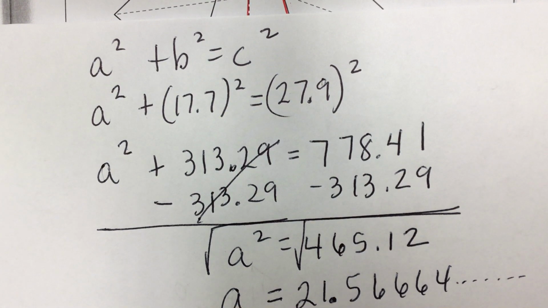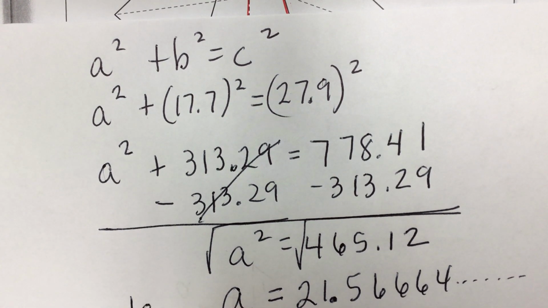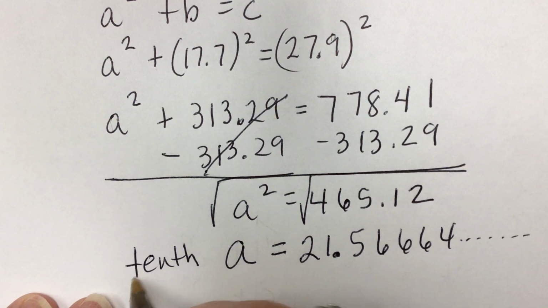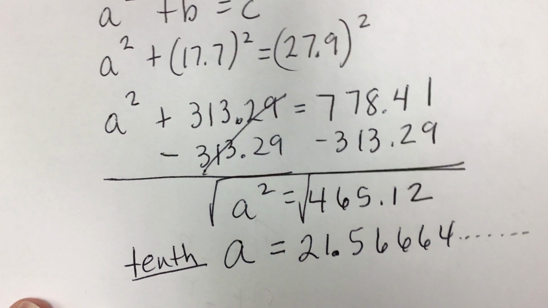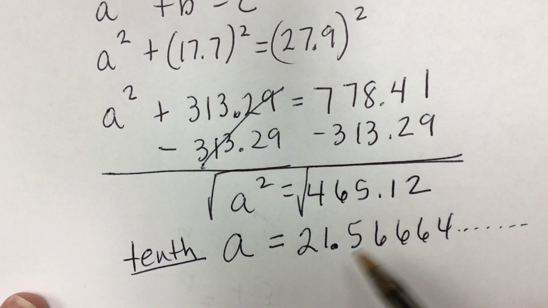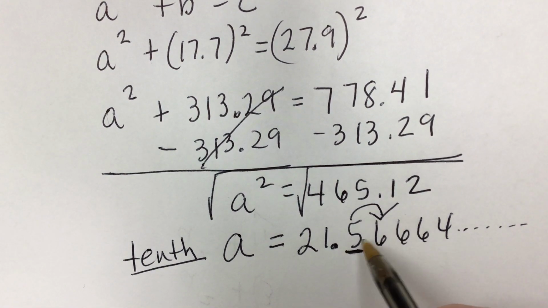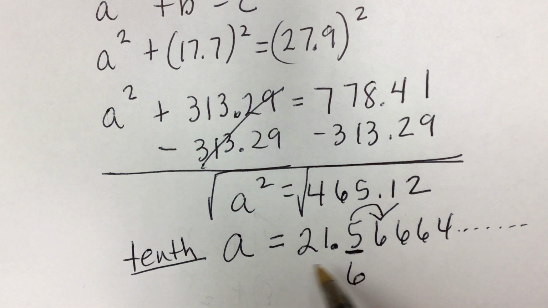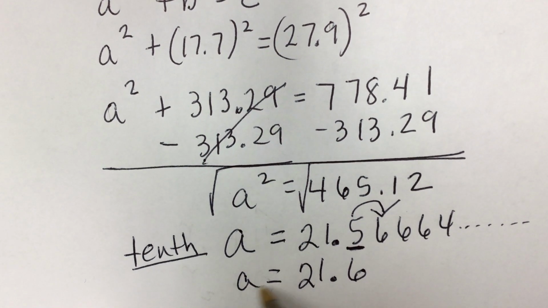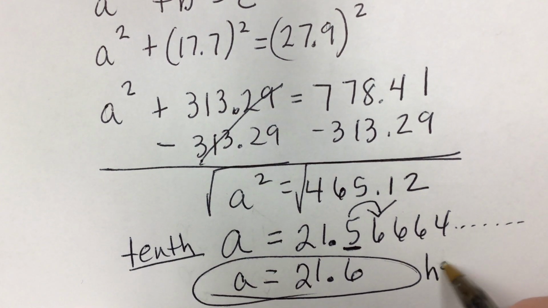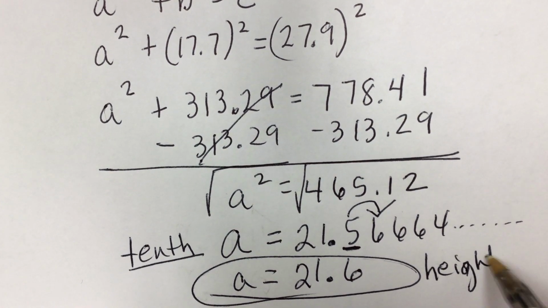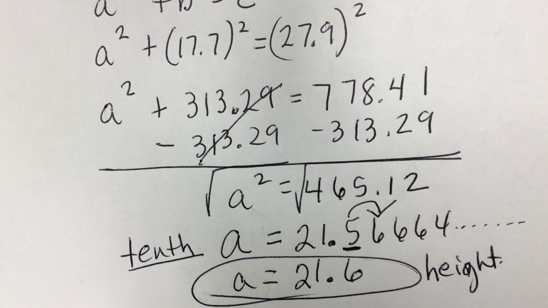We were asked to round to the nearest tenth, the height of this pyramid. So the tenths place is 5, looking at the number to the right, it's 5 or larger, therefore my 5 becomes a 6. So I have 21.6. So A is equal to 21.6. That is the height of the pyramid: 21.6.